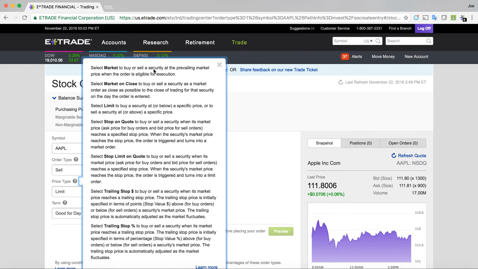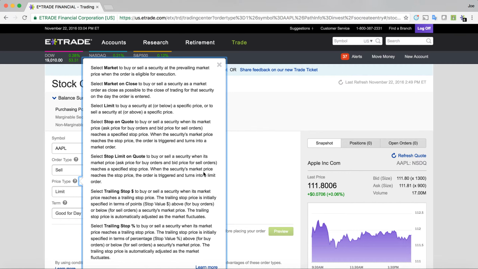Sell limit: you're going to look toward selling your securities at a limit price. You say, okay, well, the highest bid is $111.80. I think my stock is worth well more than that, so I want to sell it at $111.81. This is considered a limit order. I'm limiting the lowest amount I'm willing to take for my shares. The lowest amount I'm willing to sell my shares for is that limit.